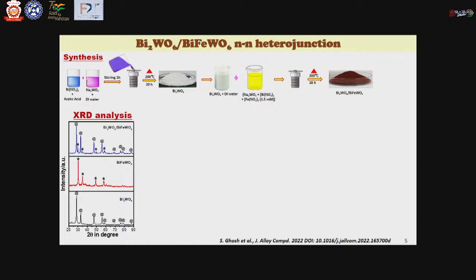So in the first work, we are trying to develop a heterojunction between tungsten oxide and bismuth iron tungsten oxide, for which we followed a two-step hydrothermal method. We confirmed the heterojunction formation through XRD, where we got both the characteristic peaks of bismuth tungsten oxide and bismuth iron tungsten oxide.